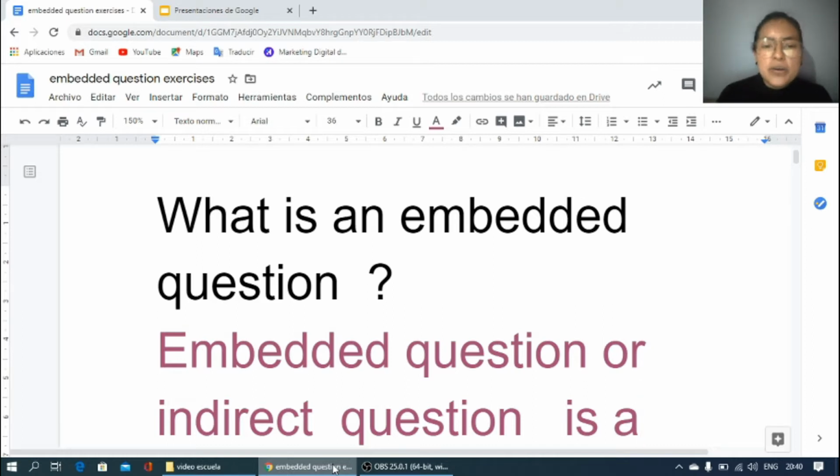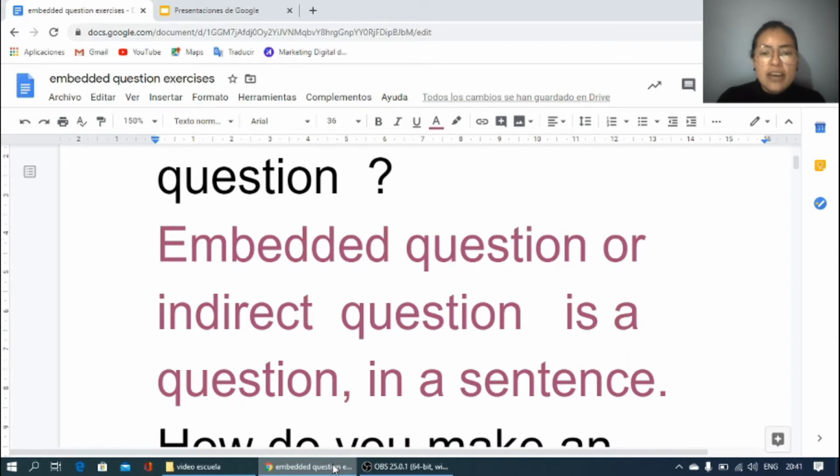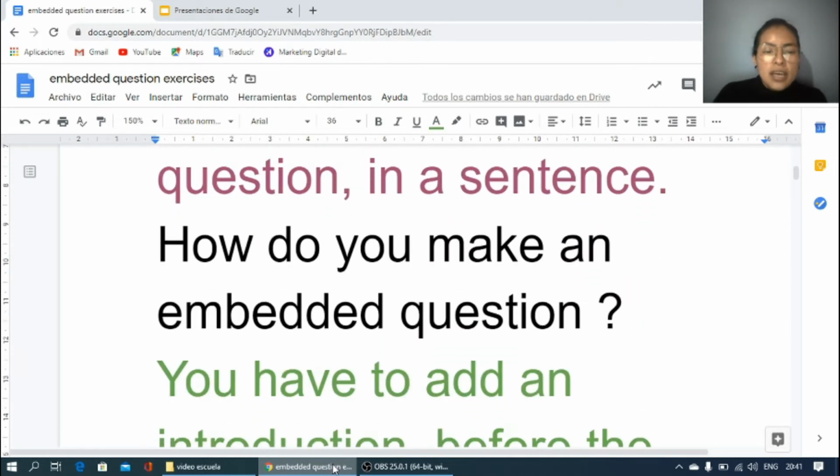For today, our topic is embedded questions. First, what is an embedded question or indirect question? An embedded question or indirect question is a question in a sentence, okay? Now, second, how do you make an embedded question?